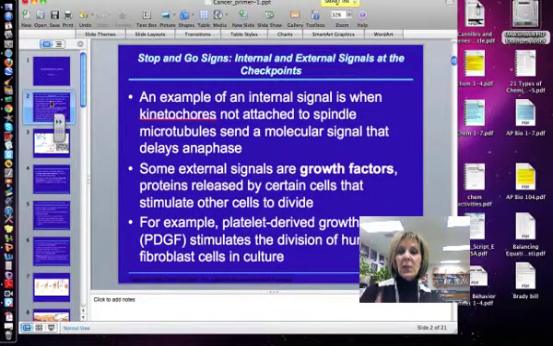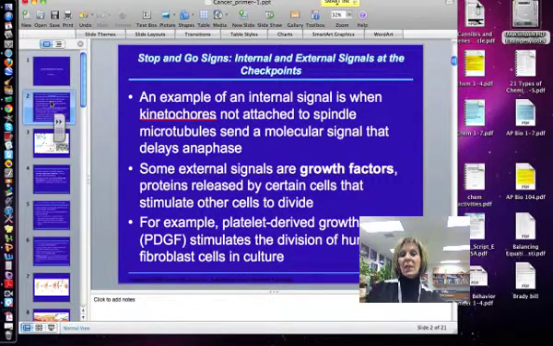There is supposed to be a checkpoint of an internal signal: when the spindle fiber that's supposed to be connected to the kinetochore is not connected, then there is a signal that delays anaphase so that the cell will not divide and produce daughter cells that don't have the correct number of chromosomes.